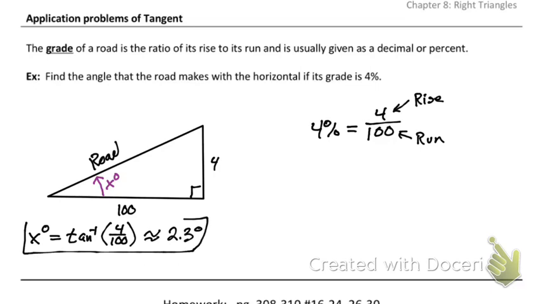Did you end up rounding it? Yeah. What'd you get? 2.3. Crazy, right? So we don't care what those actual lengths are. We just need to make sure that that ratio holds, that 4% ratio holds. And that is our answer. That's a 2.3 degree road. It'd be going uphill about 2.3 degrees.